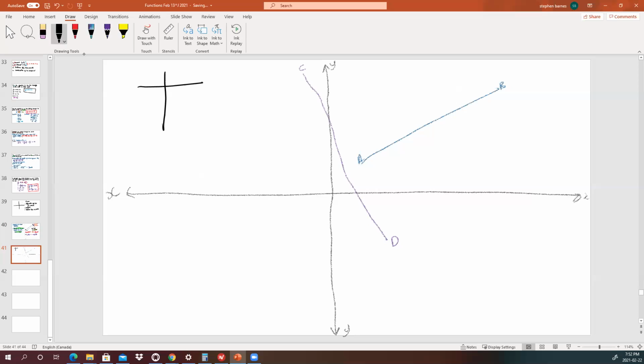So a perpendicular line could look like this. Yes, because they both meet at right angle. A perpendicular line could look like that. Well, that is the same thing. It could look like that, could look like that in the middle, or it can look like that at the bottom. You follow me? Right?